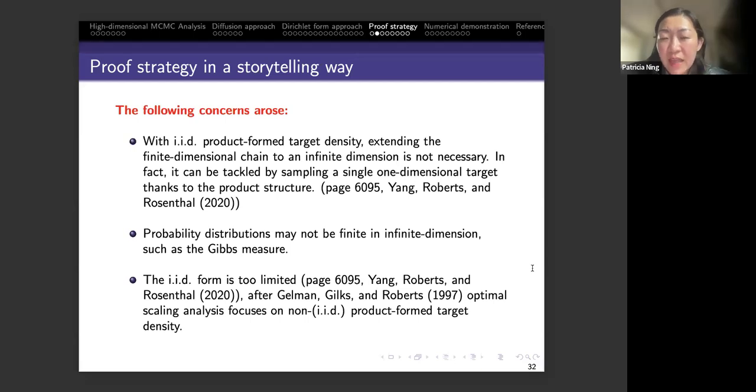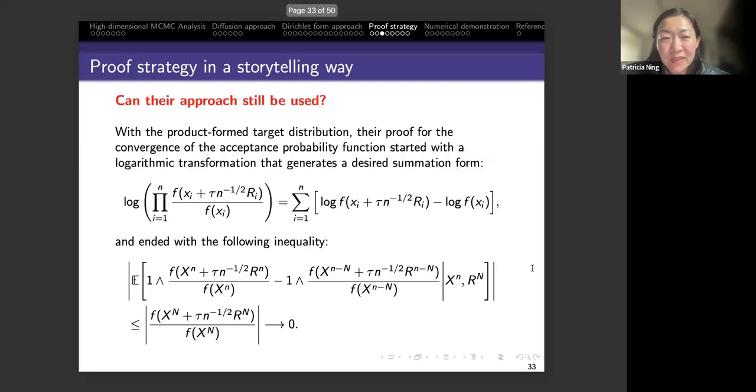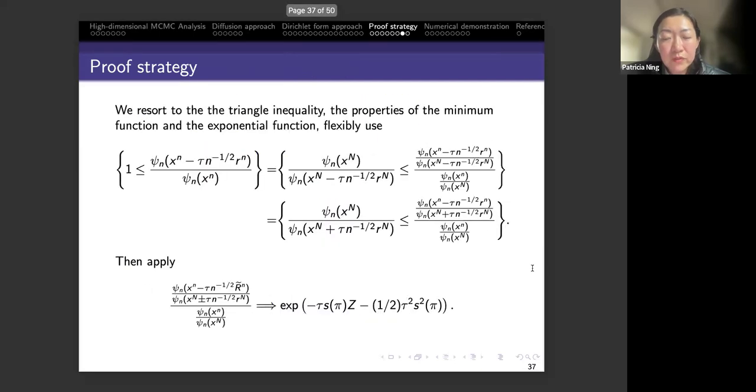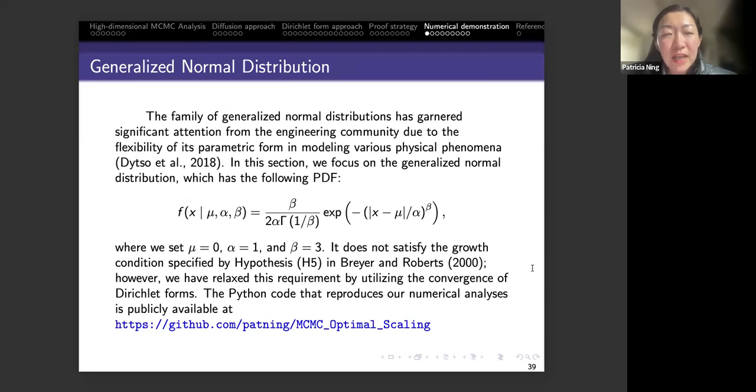In fact, it can be tackled by sampling a single one-dimensional target thanks to the product structure. This is by another very excellent work by Yang, Roberts, and Rosenthal in 2020. And then the probability distribution may not be finite in the infinite-dimensional case, such as the Gibbs measure. Therefore, I introduced the generalized Mosco convergence for the dependent target distributions. I'm going to skip the proof strategy and move directly to the numerical illustration of this approach.